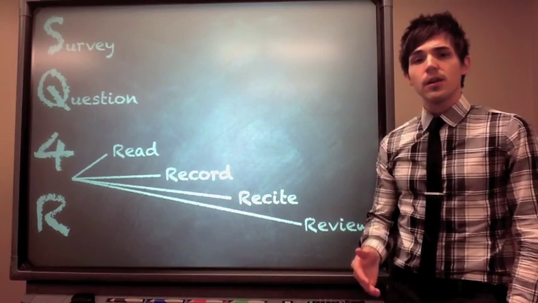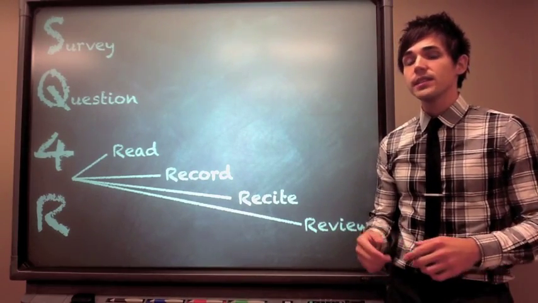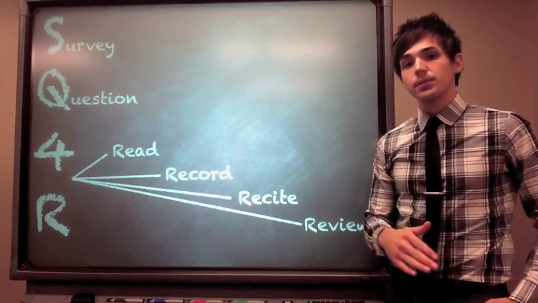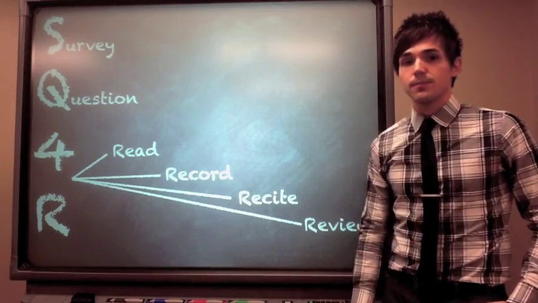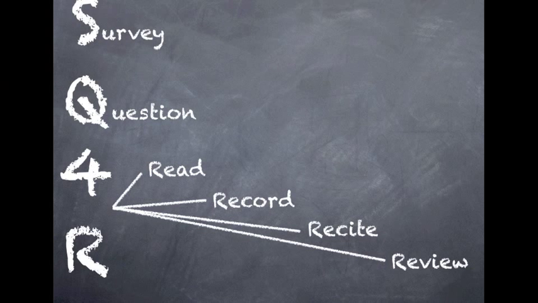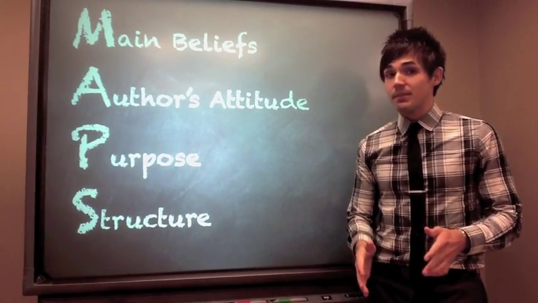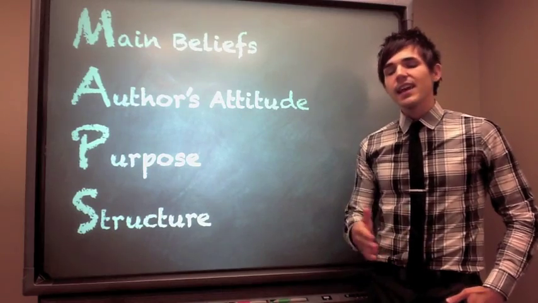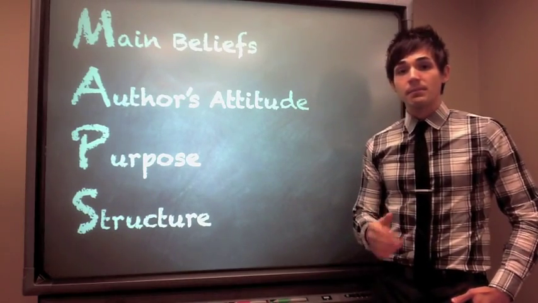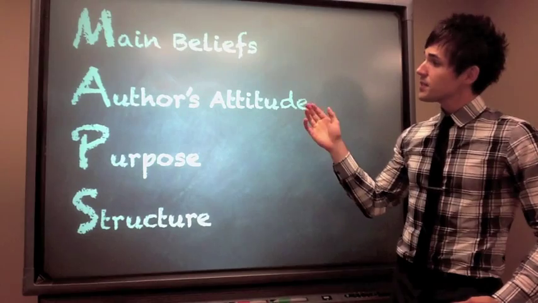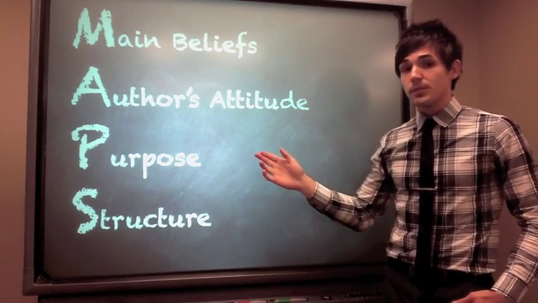These steps will help you monitor what you know and what you still need to review from each chapter or module in your book. The first step you'll take when following SQ4R is Survey. In this step, you'll survey the text you are about to read. Instead of being intimidated by the size of the chapter, scan the text and learn as much about the MAPS of the chapter, the main beliefs, author's attitudes, purpose, and structure.